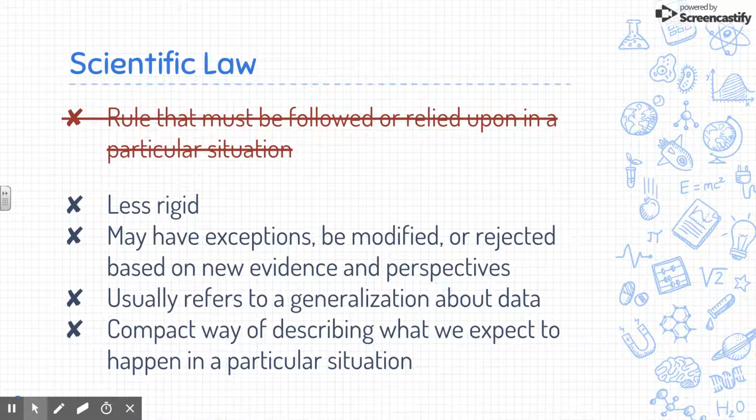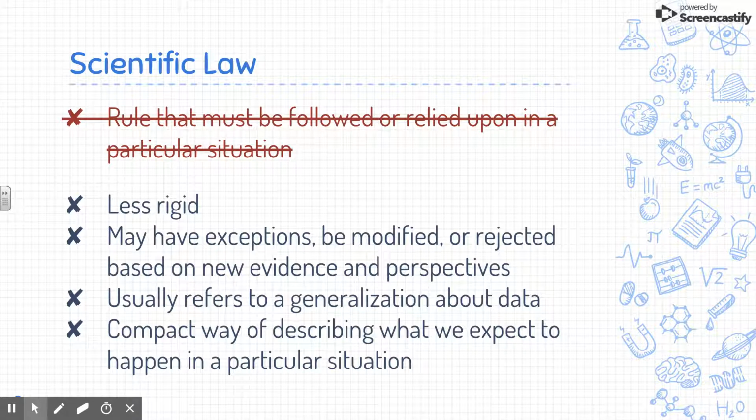Our next word you're going to want to write down is scientific law. And in class, you guys often thought up words related to government and rules that must be followed. This is not what we're talking about here. So a scientific law is much less rigid. It may have many exceptions. It can be modified or rejected, based on new evidences and perspectives. It's usually something that's generalized about data that's been collected, and it's a compact way of describing what we expect to happen in a particular situation.